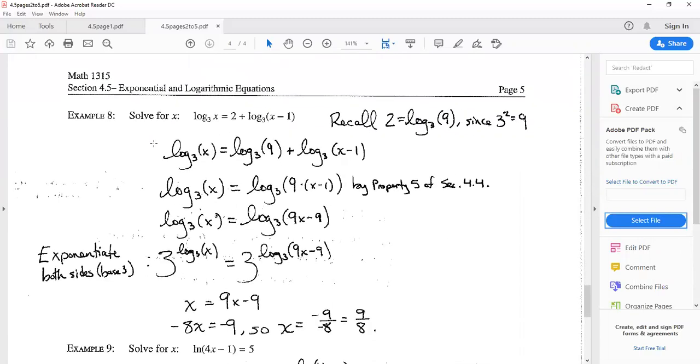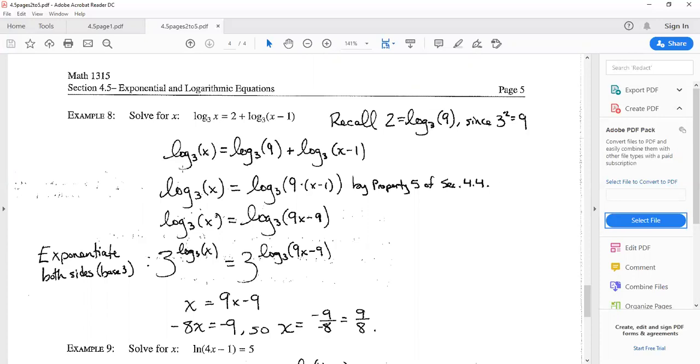Okay, the next example is a little bit more funny. We're given log base 3 of x equals 2 plus log base 3 of x minus 1. Now recall, we don't have just one logarithm on each side. We have this extra term here, so we'd like to realize it somehow as a logarithm. So let's recall that 2, this extra number, equals log base 3 of 9, since 3 squared equals 9. So now we can rewrite the equation as log base 3 of x equals log base 3 of 9 plus log base 3 of x minus 1.